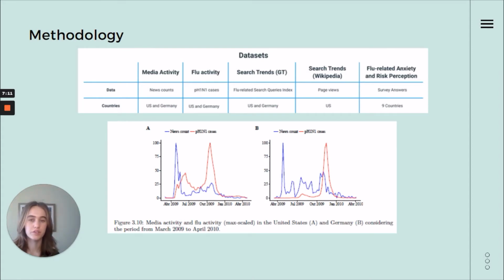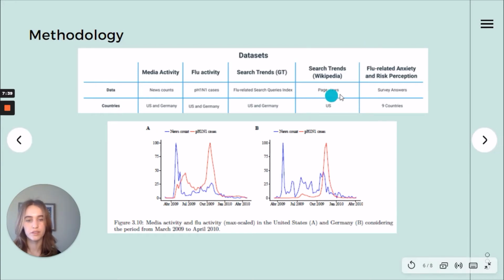Now jumping into the methodology, we have datasets of search trends from Google Trends. These are flu-related search query indexes. This means that we don't actually have absolute counts. We have normalized trends for each country. They were normalized in relation to a baseline of search activity. And we have that for the US and for Germany, and we are studying these two countries in parallel.